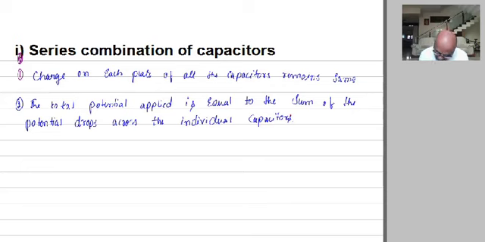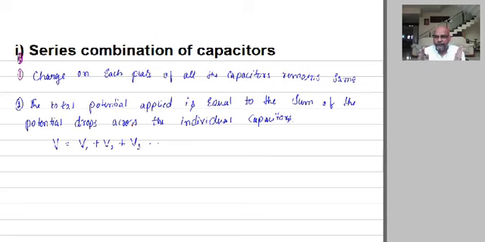So which means if the total potential is V, V is equal to V1 plus V2 plus V3, and so on. So I repeat again, it is simple.